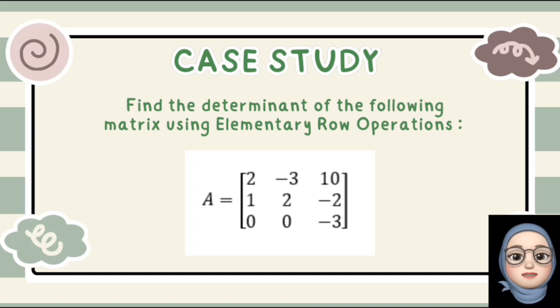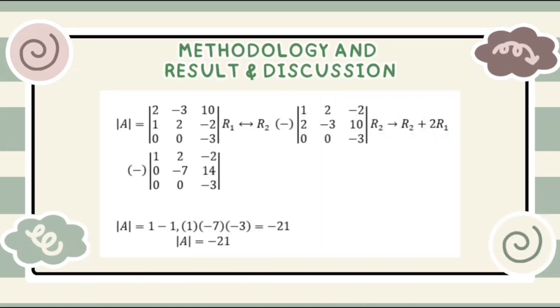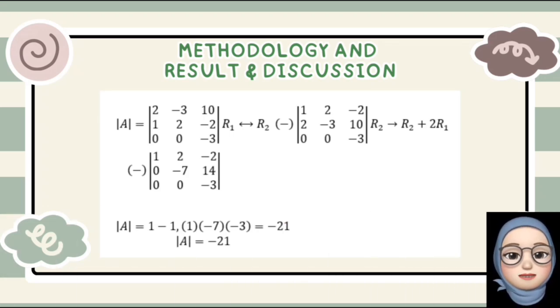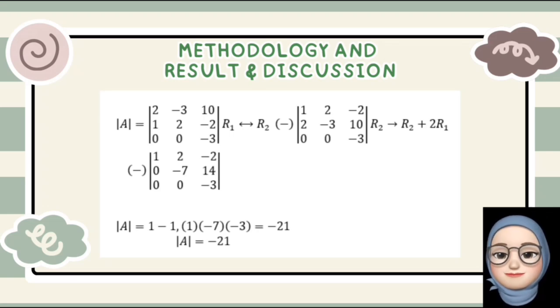For case study 1, find the determinant of the following matrix using elementary row operations. We have matrix A equals 2, negative 3, 1; 0, 1, 2; negative 2, 0, 0, negative 3. For the first step, we interchange row 1 with row 2. As we know the effect when interchanging rows, here we put a minus symbol. The next step, row 2 plus 2 times row 1. Since we add a row that has been multiplied, there is no effect.